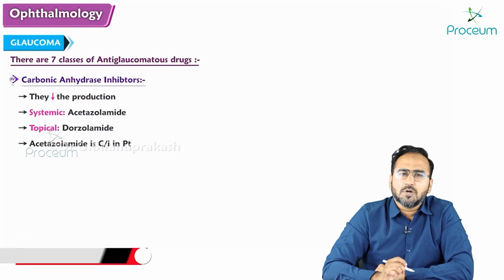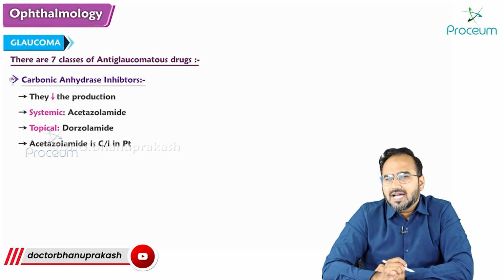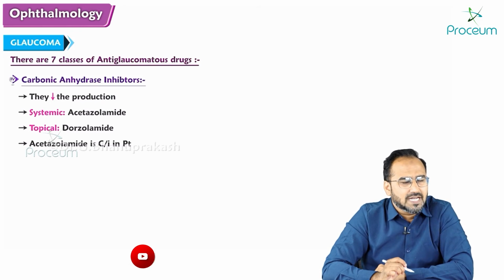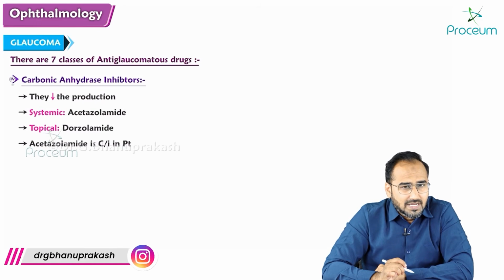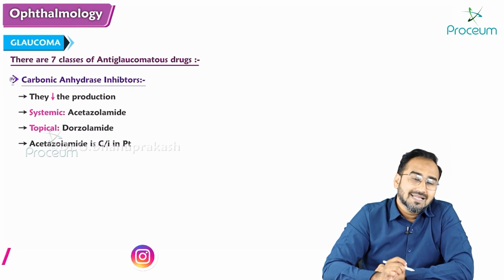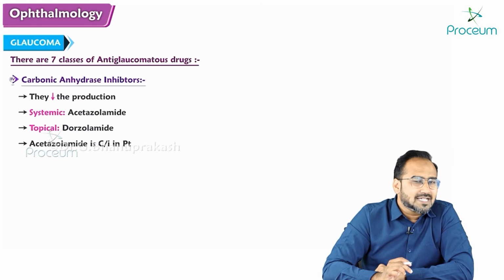Next is carbonic anhydrase inhibitors. Which carbonic anhydrase inhibitor drugs are we using in glaucoma? There are two: one is used systemically, the other topically. The systemically used drug is acetazolamide. The topically used drug is dorzolamide.